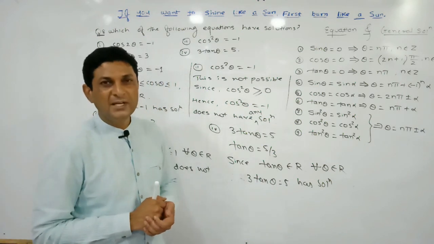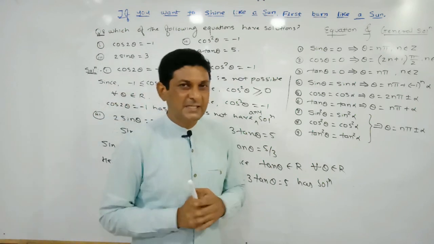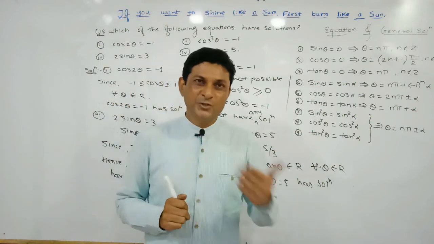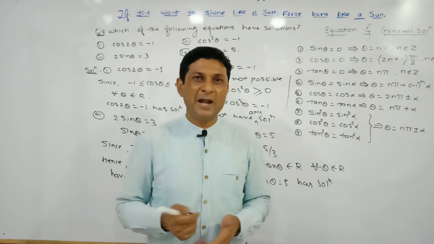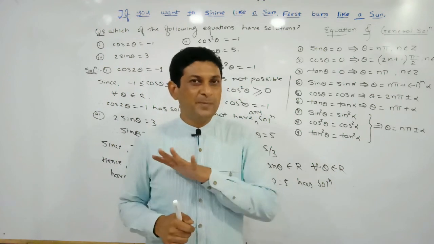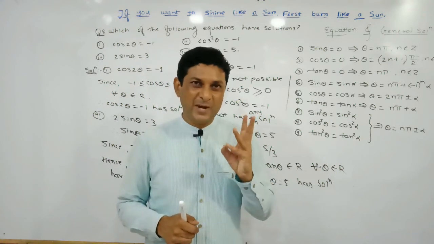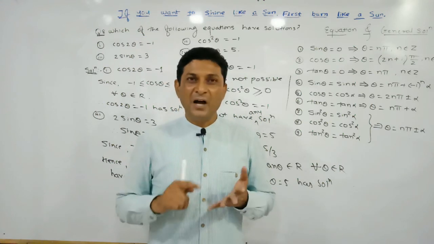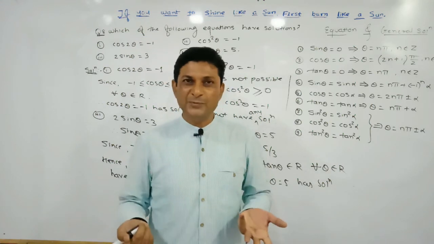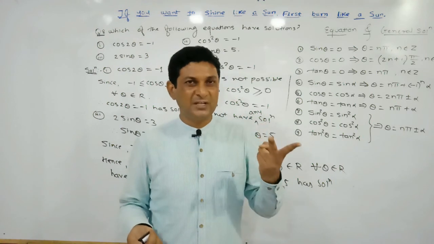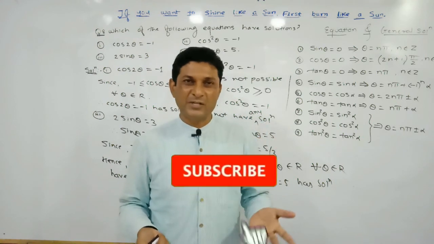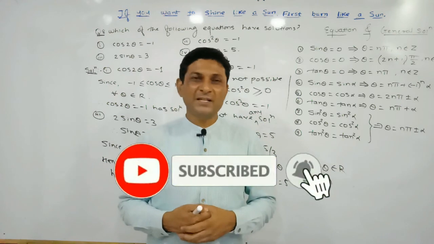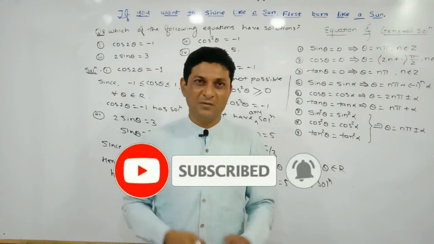In this way, we are able to check whether the given trigonometric equation has a solution or does not have a solution. In this way, we have completed this exercise 3.1. In the next video, we are starting the second part of this chapter. Means we have completed the first part, trigonometric equations. In this, what we have seen? How to find the solution. How many types of solutions are there? 2 solutions: general solution and principal solution. In the next video, we are starting the second part, means solution of the triangle.